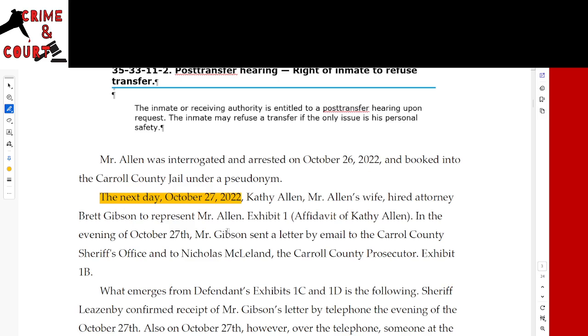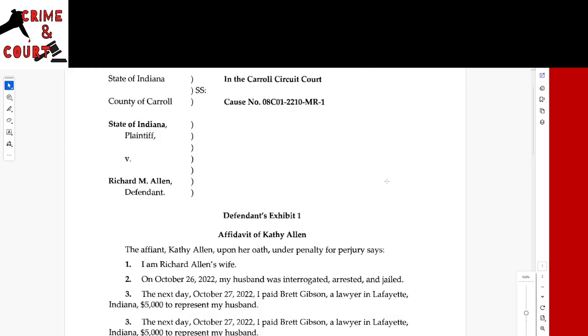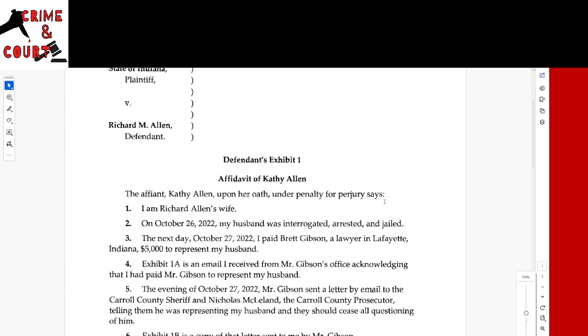So this is represented in Exhibit 1, which we're going to skip over to here, which is an affidavit of Kathy Allen. The affiant, Kathy Allen, upon her oath under penalty for perjury, says, I am Richard Allen's wife. On October 26th, 2022, my husband was interrogated, arrested, and jailed. The next day, October 27th, 2022, I paid Brett Gibson, a lawyer in Lafayette, $5,000 to represent my husband.